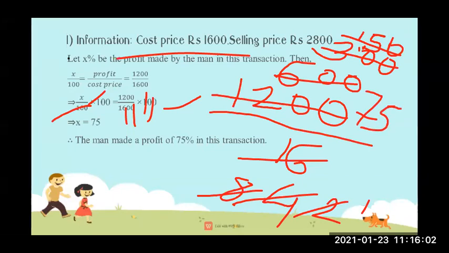That means how much profit percent is that man getting? He is getting a profit percent of 75. So the last statement would be, therefore the man made a profit of 75% in this transaction.